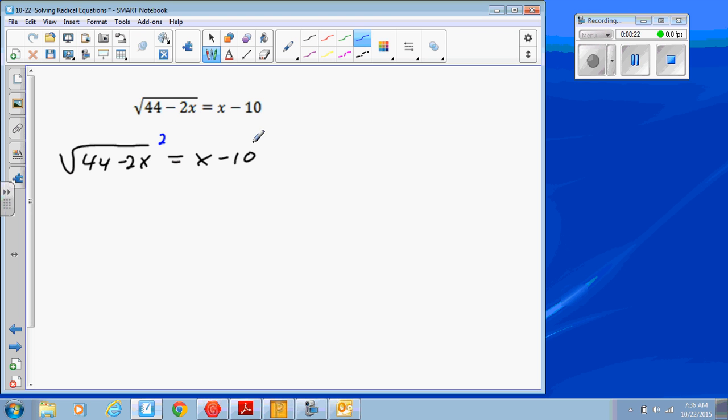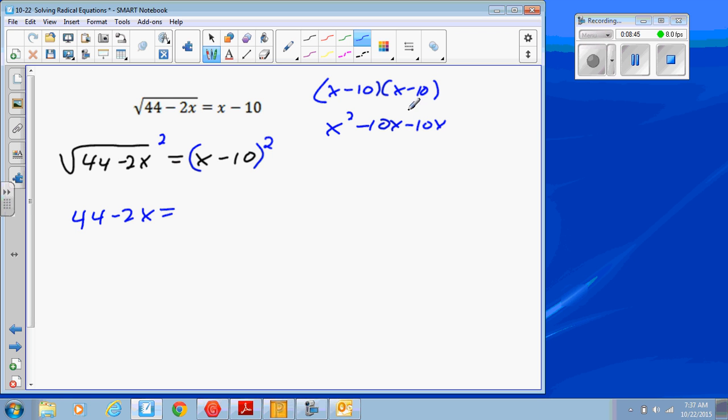I square both sides. And don't forget, this squares the whole thing, so that's going to be 44 minus 2x equals, when I square x minus 10, x minus 10 times x minus 10. That's going to be x squared minus 10x, which is these two. Then these two is minus another 10x. And then negative 10 times negative 10 is plus 100. Or x squared minus 20x plus 100.